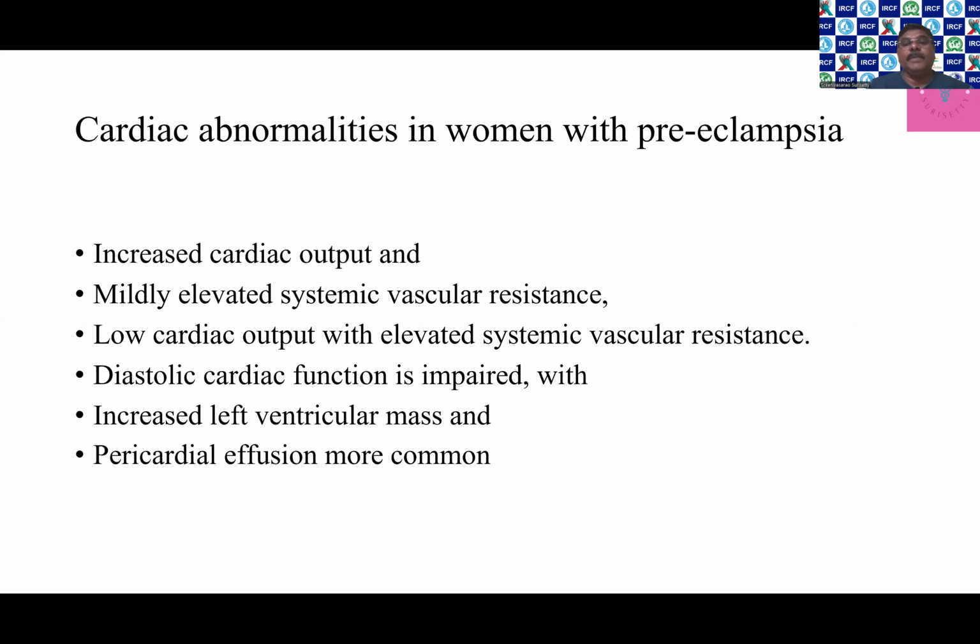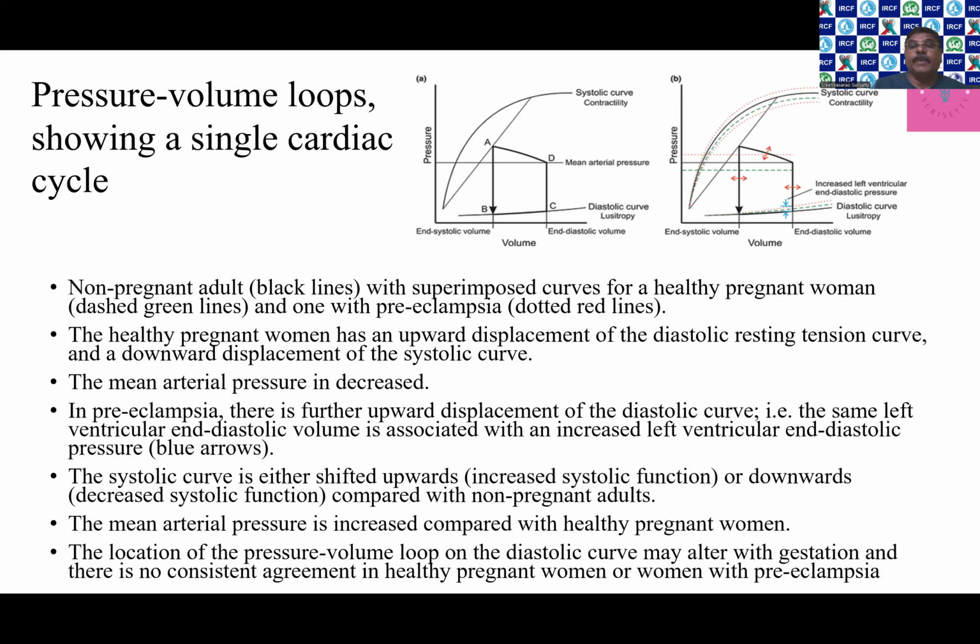So what are the cardiac abnormalities in women with preeclampsia that may lead to acute pulmonary edema? Increased cardiac output with mildly elevated systemic vascular resistance, low cardiac output with elevated systemic vascular resistance, diastolic dysfunction, increased left ventricular mass, and pericardial effusion. These are all the important cardiac abnormalities we can see in preeclampsia. They will push the patient into acute pulmonary edema. So this is an important cycle. The pressure volume loops: the black indicates the normal patients, and green indicates the healthy pregnant patients.